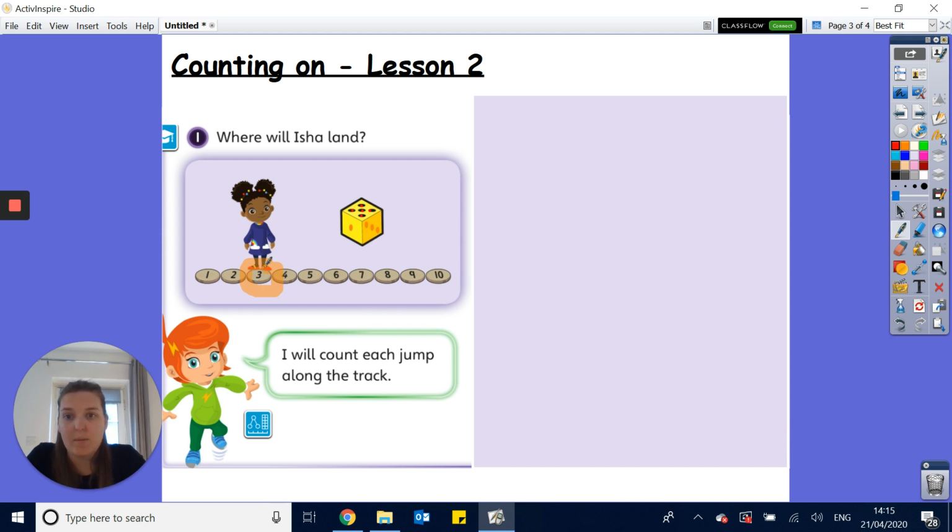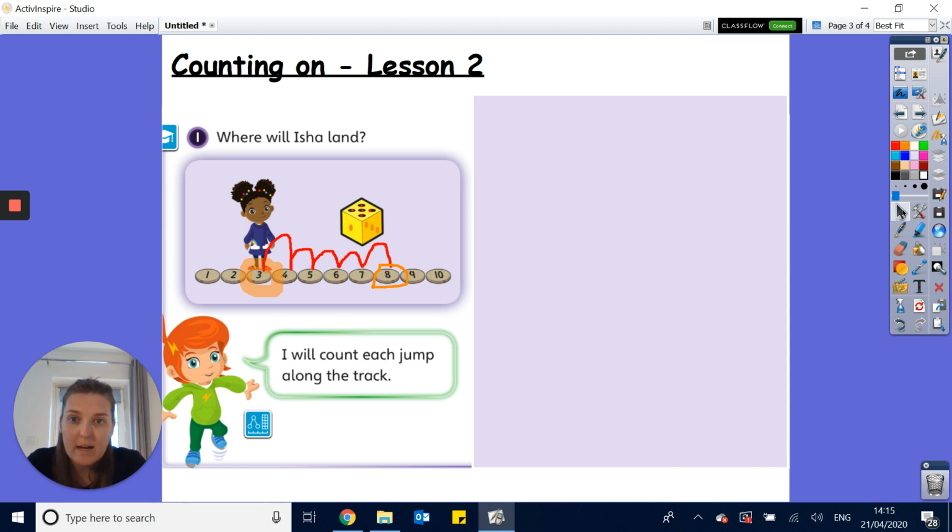So let's do it together. We're going to start on number 3, and she's going to jump 5 jumps. Are you ready? 1, 2, 3, 4, 5. What number has she landed on? Correct. She's landed on the number 8. Well done. So she started on the number 3. That's where we needed to count from. And she landed on the number 8.